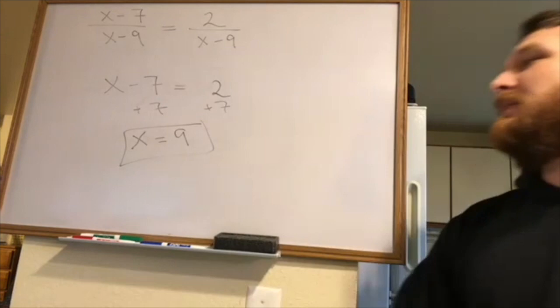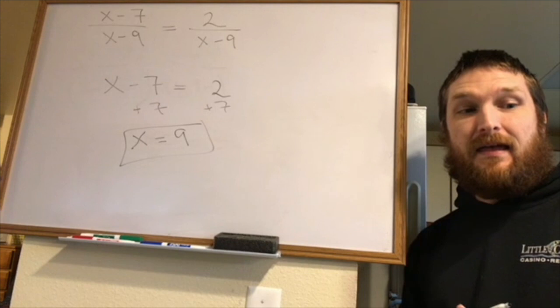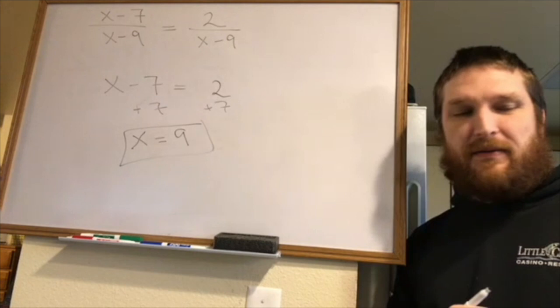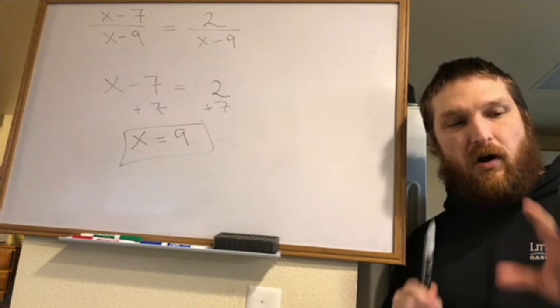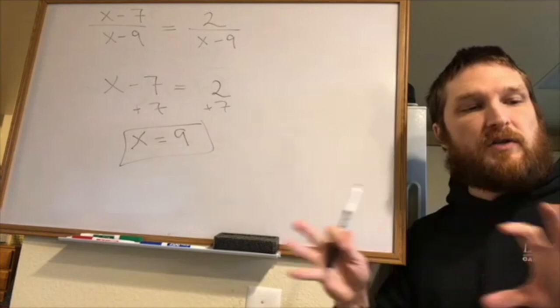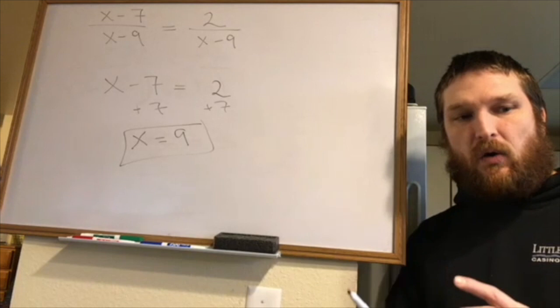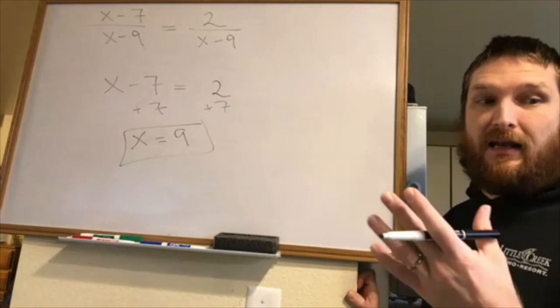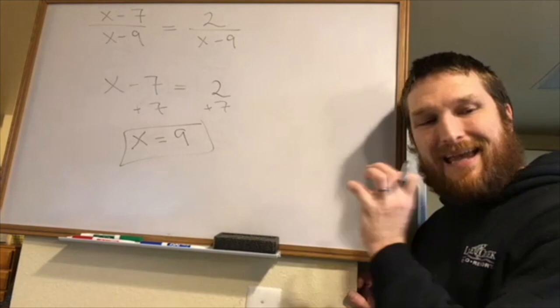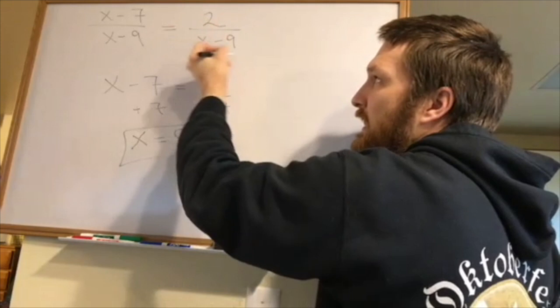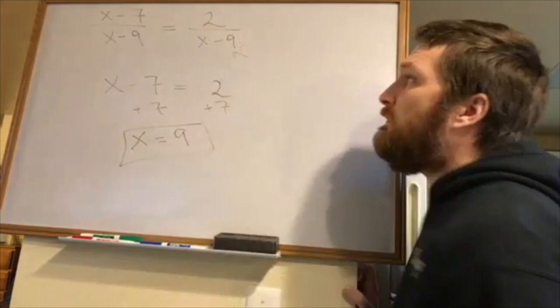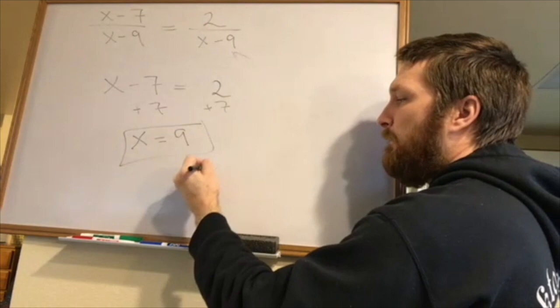What happens when I plug in a 9 for x? You get a 0 in the denominator, no less. And can we divide by 0? No, we cannot. So in your homework and for the rest of your life, when you're doing these types of problems, you might get multiple answers, like we get with quadratic equations, a 2 and a negative 2, or a positive 3 and a negative 5. What we have to do is take every one of our answers and plug them in to see if you get division by 0. In this case, we get division by 0. And so x equals 9 is not a solution.